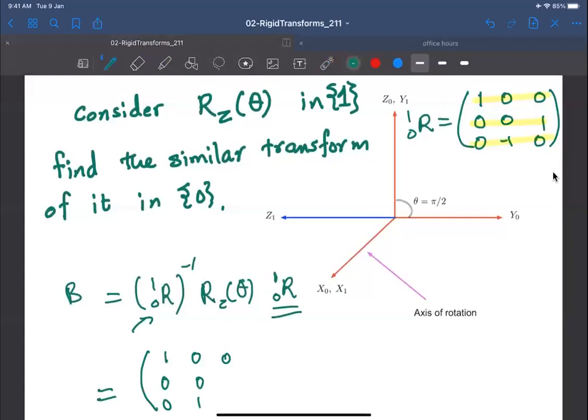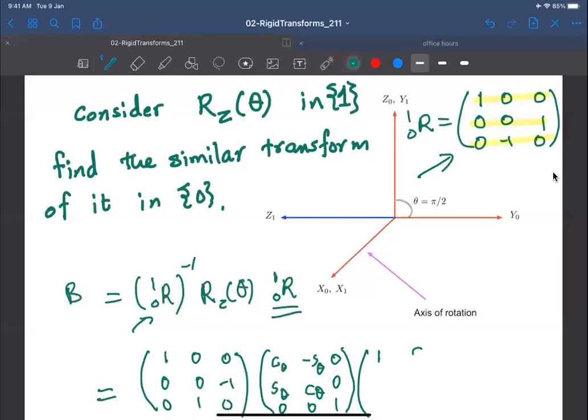Okay, 0, -1, 0. And then you need to multiply this by RZ, which is what? Basically, the Z axis is going to be 0, 0, 1. And here it's 0, 0, 1. And here it's cosine theta, minus sine theta, sine theta, cosine theta. And then you multiply this by this matrix, which is R0 to 1: 1, 0, 0, and then 0, 0, 1, and then 0, -1, 0.